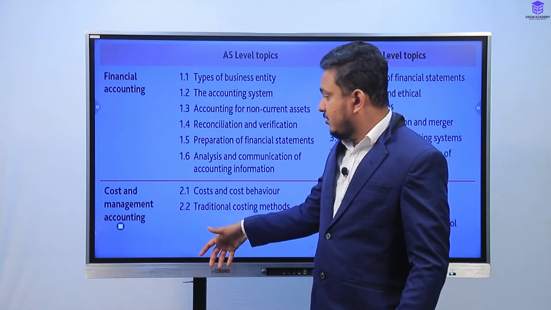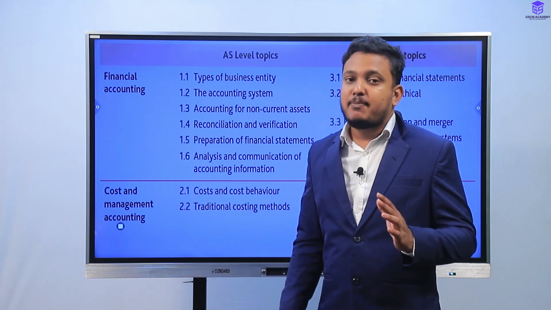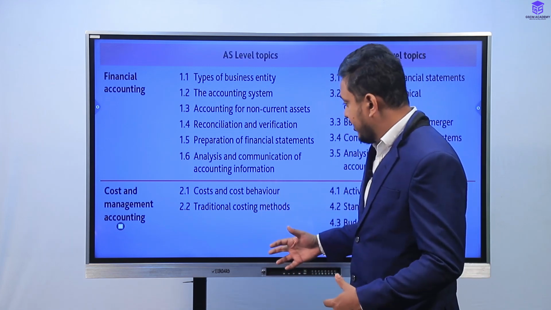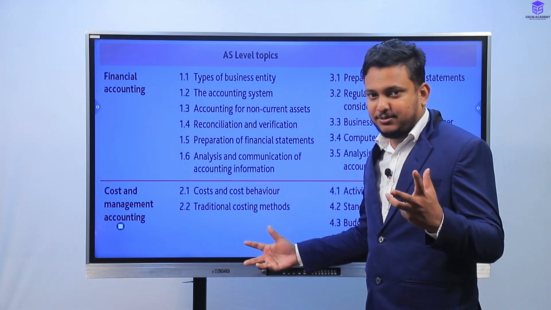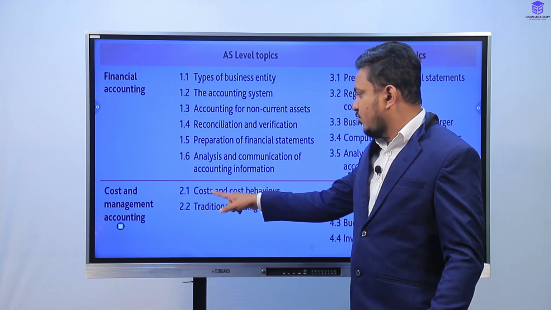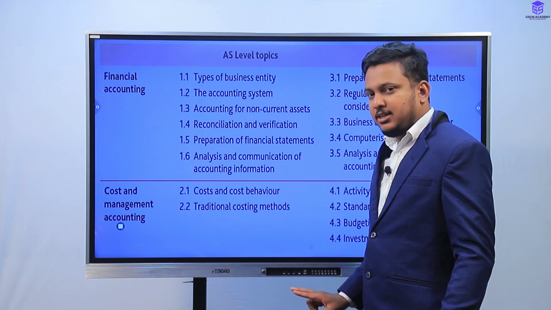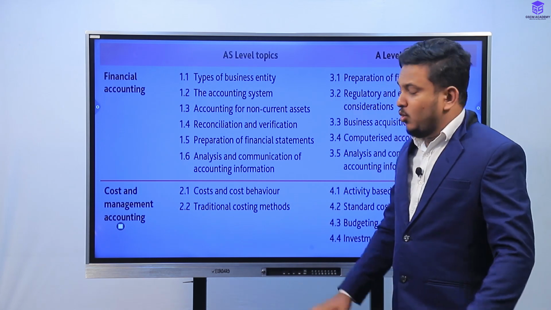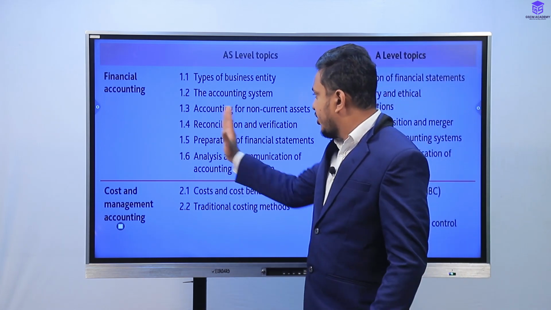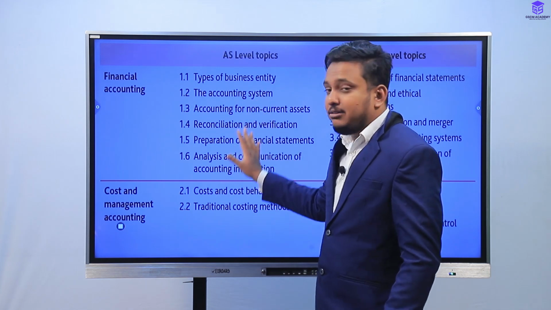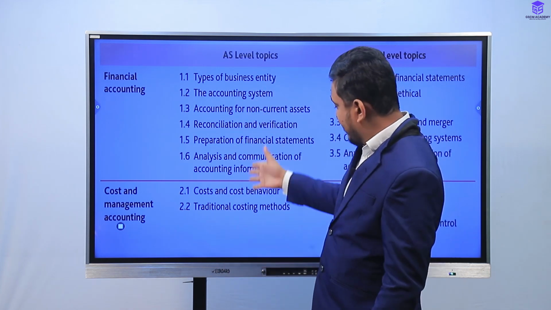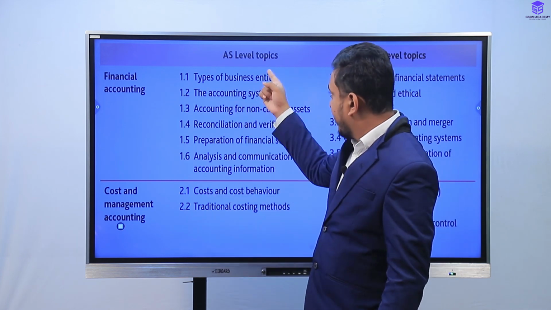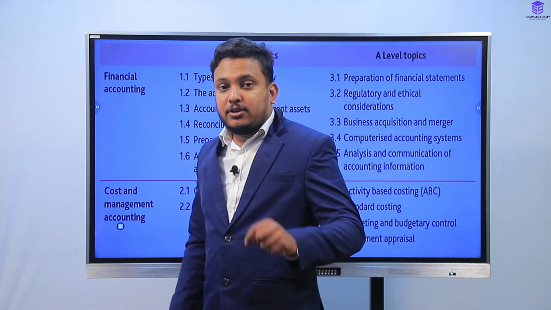Then we will have to cover the other branch as well. What is that? Cost and management accounting. In that segment, you have to cover 2 topics. First one, 2.1, cost and cost behavior. Then traditional costing methods, right? Once you are done with both the financial accounting side and the cost and management accounting side, you will be done with AS level. So you have to cover these 8 topics altogether to get the AS qualification, right?